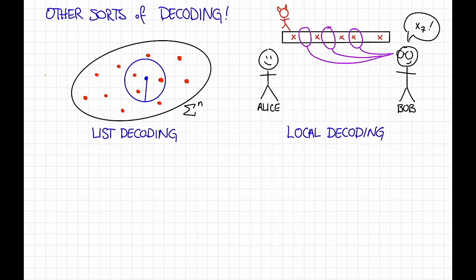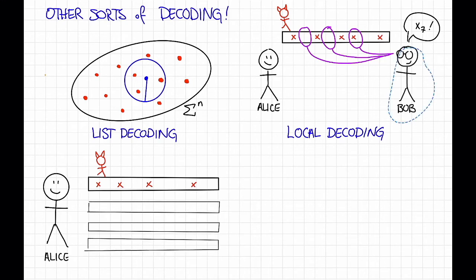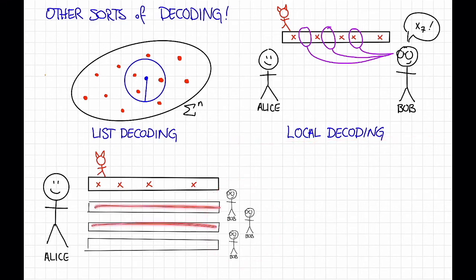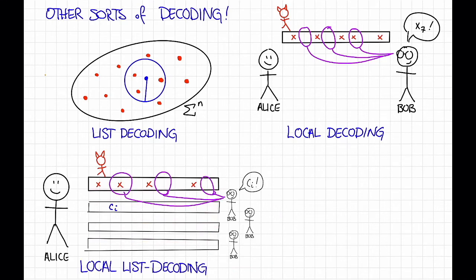Then we combine these notions of local decoding and list decoding to get local list decoding. In local list decoding, we have the same picture as in local decoding, except that there are several Bobs because there might be multiple code words close to the received word. We saw an algorithm for local list decoding the Hadamard code.